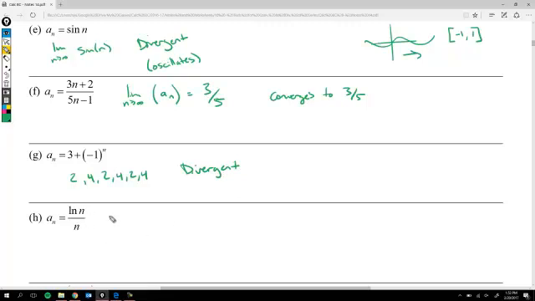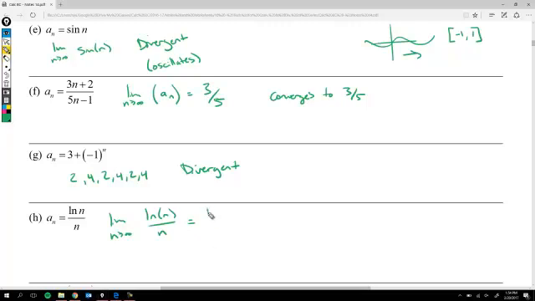Okay, last one here. I'm going to take the limit as n approaches infinity of natural log of n divided by n. And now, if you plug infinity in here, you get indeterminate form. You get infinity over infinity. And so I know that I can use L'Hopital's rule.